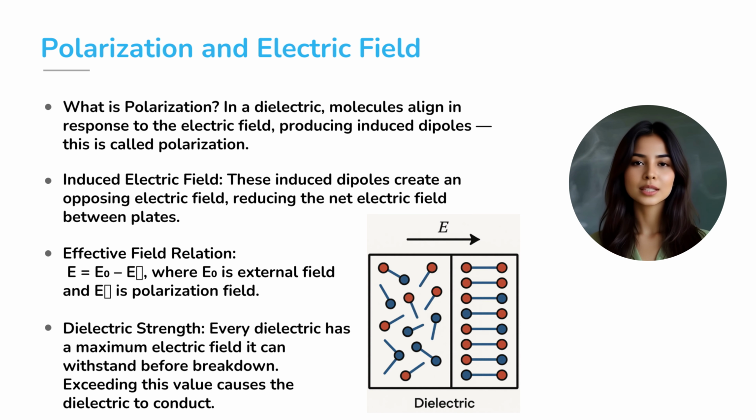This reduction in net field is exactly why more charge can be stored, because the same voltage now causes less opposition inside. But beware, every dielectric can only withstand so much. If the electric field becomes too strong, the dielectric breaks down and starts conducting. This threshold is called dielectric strength, a critical parameter for real-world capacitor design.